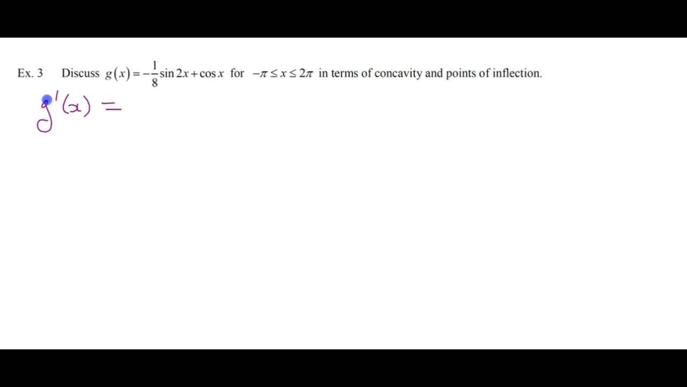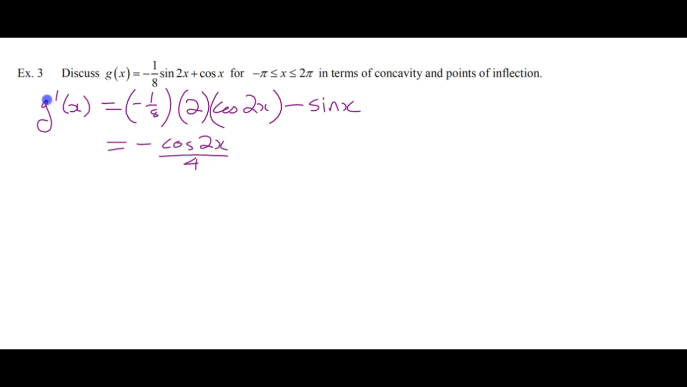I can't remember the rules anymore. So what do we got? Negative 1/8 times 2 cos 2x, minus sine x. 2/8 for negative cos 2x over 4, minus sine x. It's not a product, it's a plus.